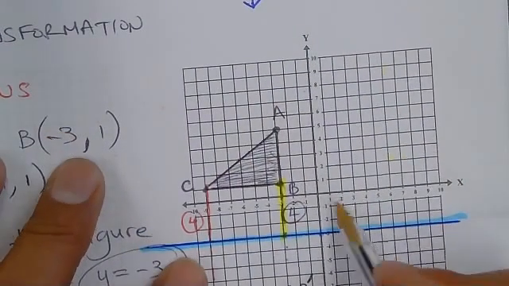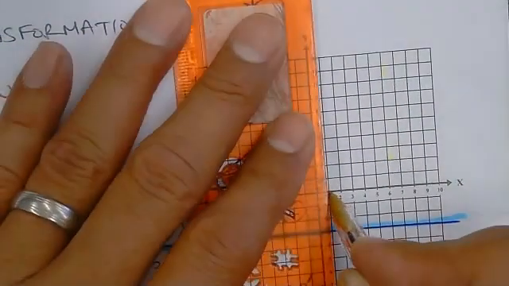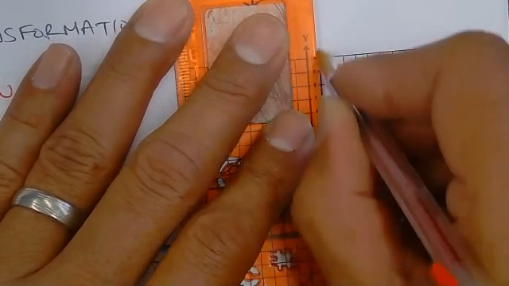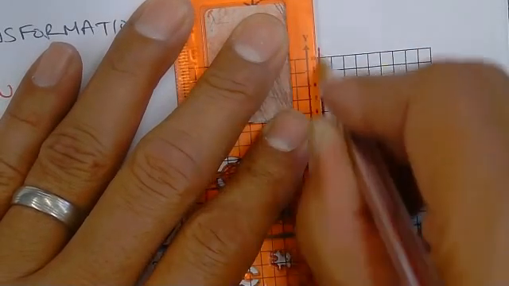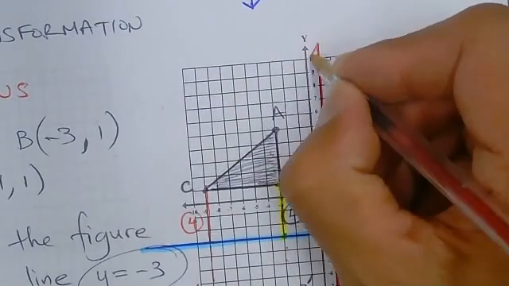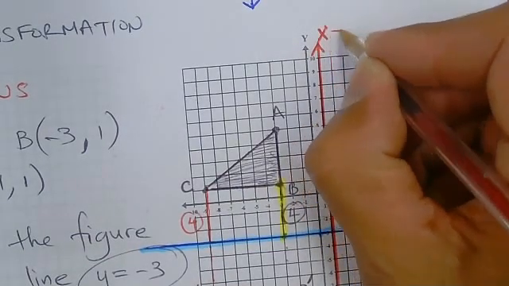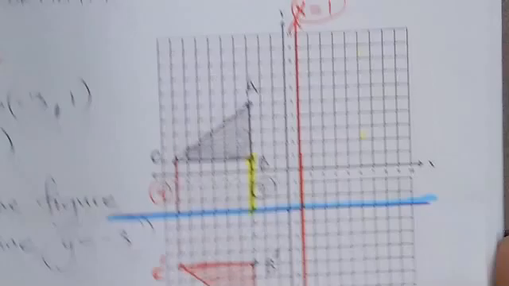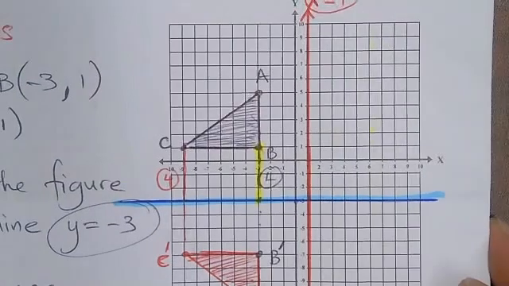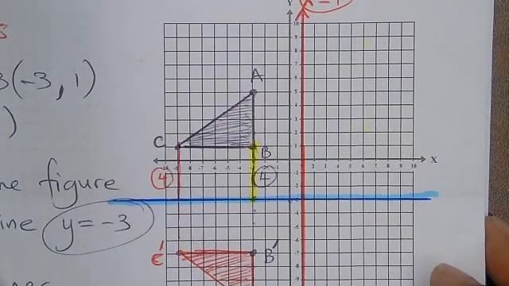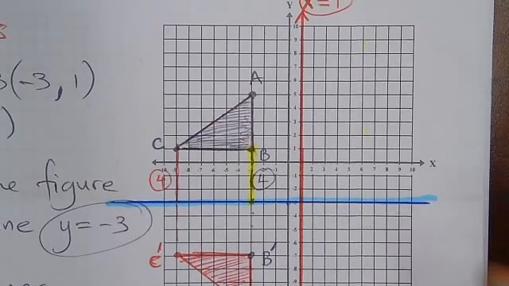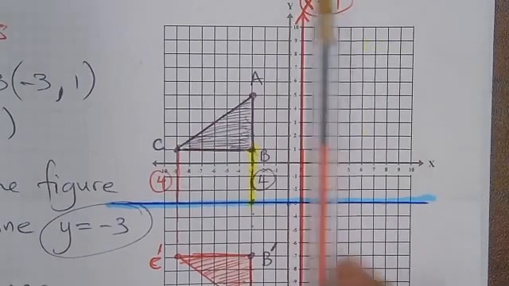x equals 1 is... Go to the x-axis, go to 1. Everybody got it right here? It's this one. Make it nice and... Oh no, this is x equals 1. Did everybody put it there?